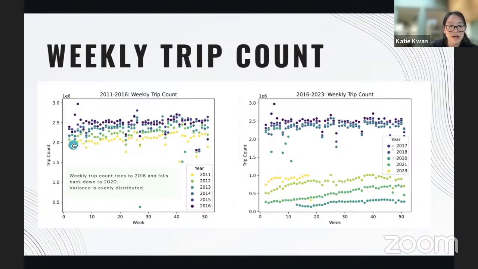In 2011, you can see that they're represented by these yellow dots, and in 2016, they're represented by these dark dots. What I wanted to illustrate here was just the arc of a ball, really. It rises to 2016 and it drops all the way down. 2020 here was definitely our lowest year, and we see very, very small ridership as a result.